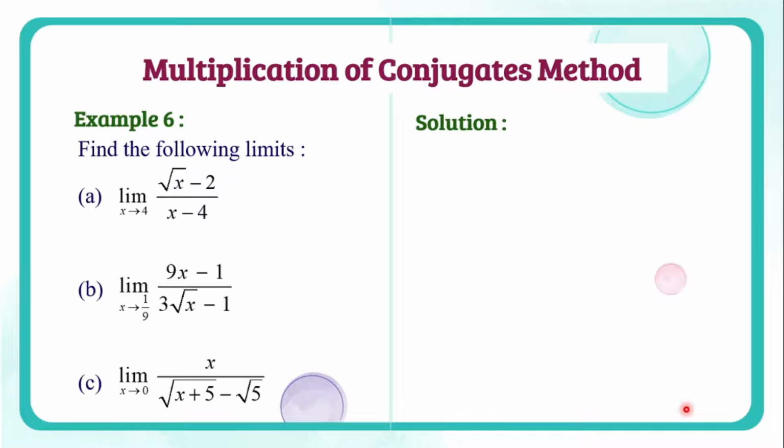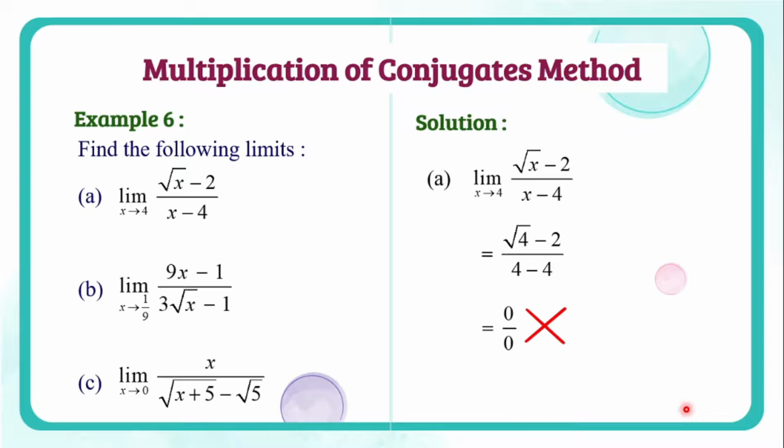Okay, for example number 6a, it asks to find the limit value of √x minus 2 over x minus 4 as x approaches 4. Firstly, we substitute 4 into the fraction and obtain 0 over 0. We already know this is an indeterminate form, which cannot be solved by using the substitution method. For this example also, we cannot use the factorization method because the fraction has no polynomial to factorize. So, what do we need to do?